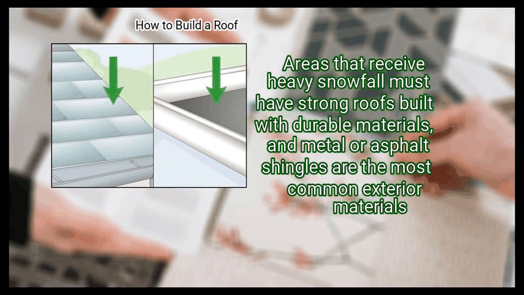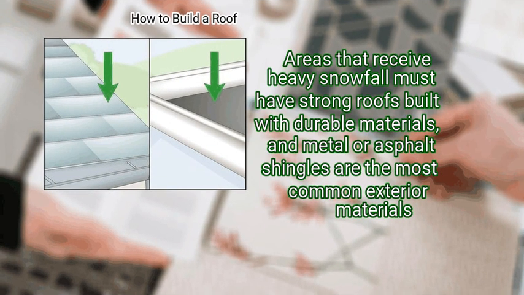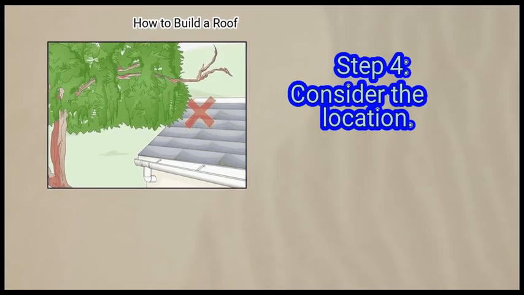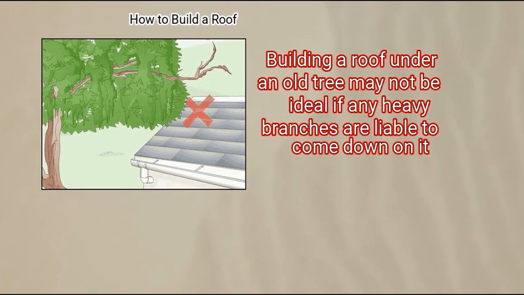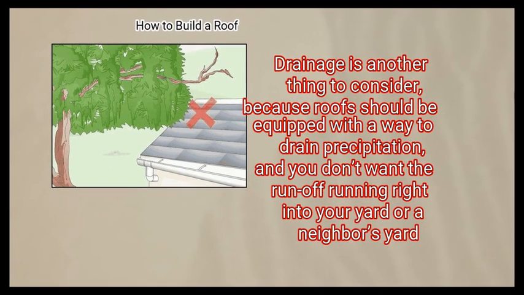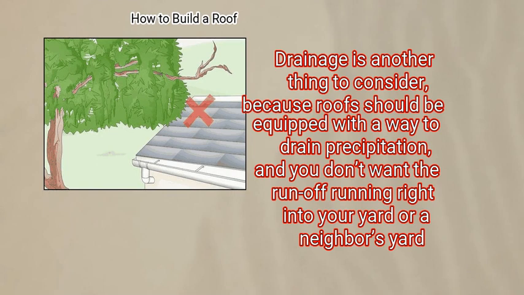Areas that receive heavy snowfall must have strong roofs built with durable materials, and metal or asphalt shingles are the most common exterior materials. Finally, consider the location. Building a roof under an old tree may not be ideal if any heavy branches are liable to come down on it. Drainage is another thing to consider, because roofs should be equipped with a way to drain precipitation, and you don't want the runoff running right into your yard or a neighbor's yard.